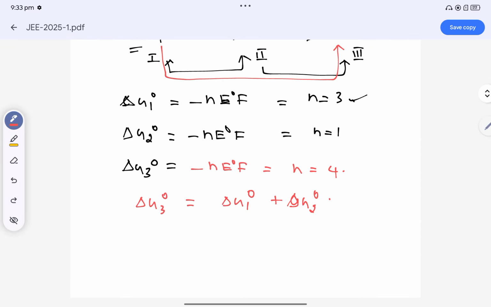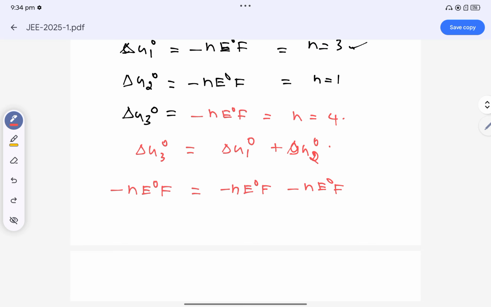Okay, my dear students, you just add this equation. Del G3 is equal to minus n E naught F, plus minus n E naught F. Just add the potential value and the number of electrons. For del G3, how many electrons are involved? Yes, 4. The E naught value is what we are going to find in this equation. Keep F as a constant.